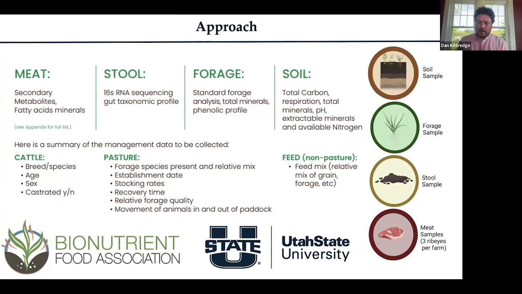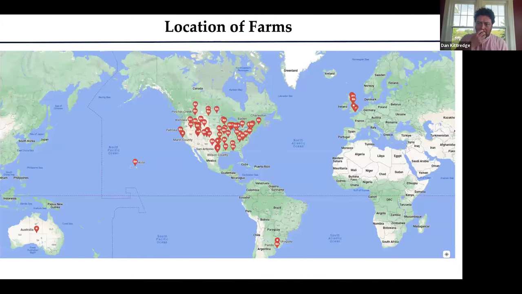There's just a couple more slides, and I've almost used up my hour. So here we can see location of farms. We've got South America, we've got Australia, we've got the UK and Europe. We've got a lot across North America, Hawaii there. So we're looking at a broad suite of different environmental conditions.